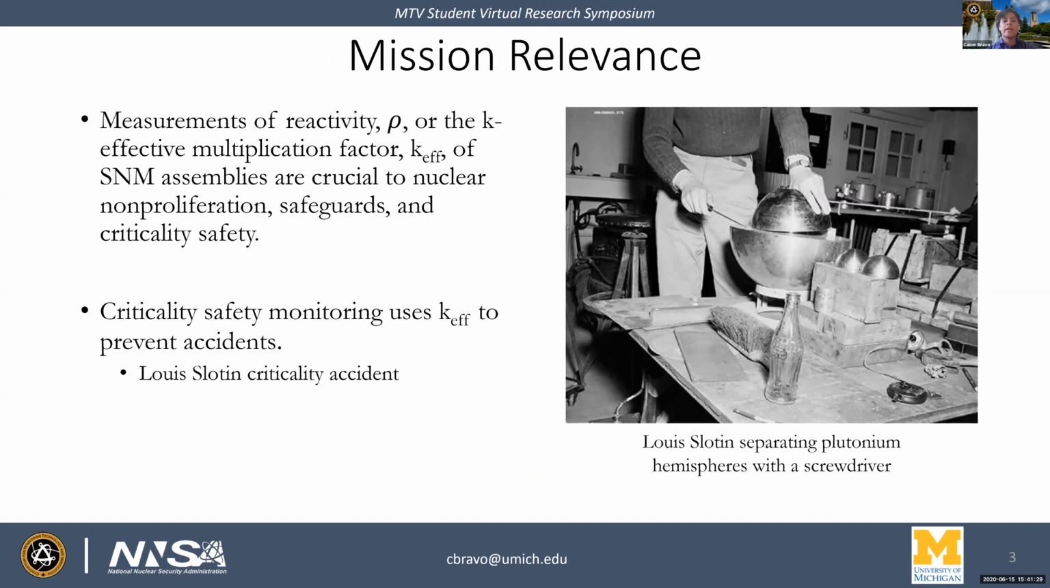In particular, criticality safety monitoring uses k-effective to prevent accidents. An infamous accident is the Louis Slotin criticality accident, as shown here on the right, where plutonium hemispheres were separated by a mere screwdriver and it ended in death.